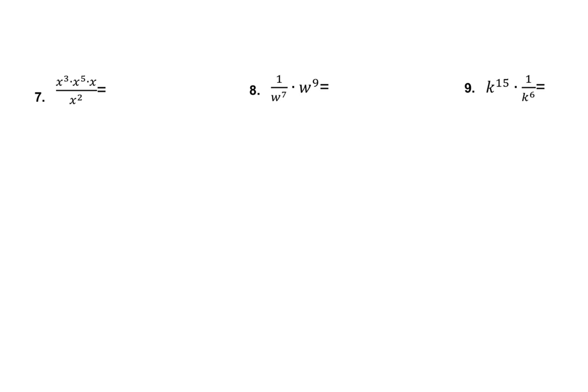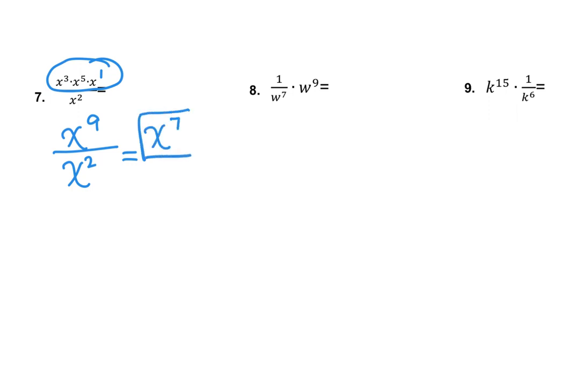All right, for question number 7, notice again that we have multiplication on the top. So let's multiply all of these by adding the exponents. X to the 3rd times x to the 5th times x to the 1st, we get x to the 9th, and then all of our x squared. So x to the 9th divided by x squared, again, we're going to subtract the exponents and we'll get x to the 7th power.